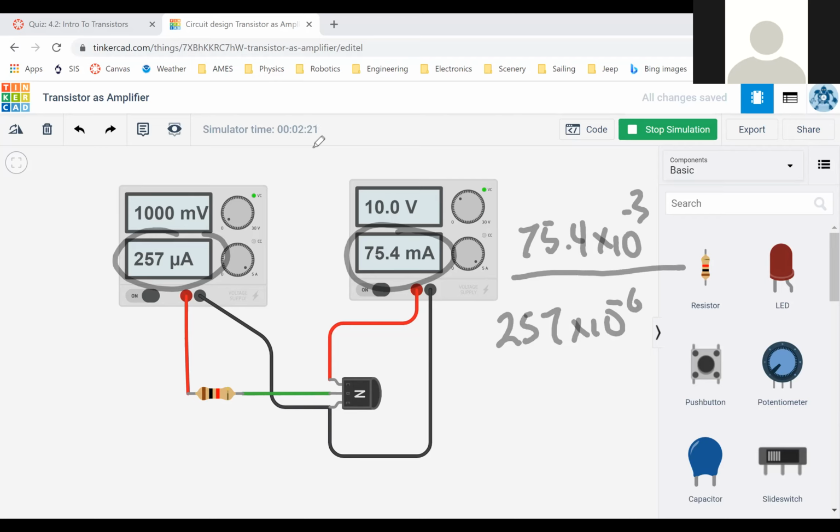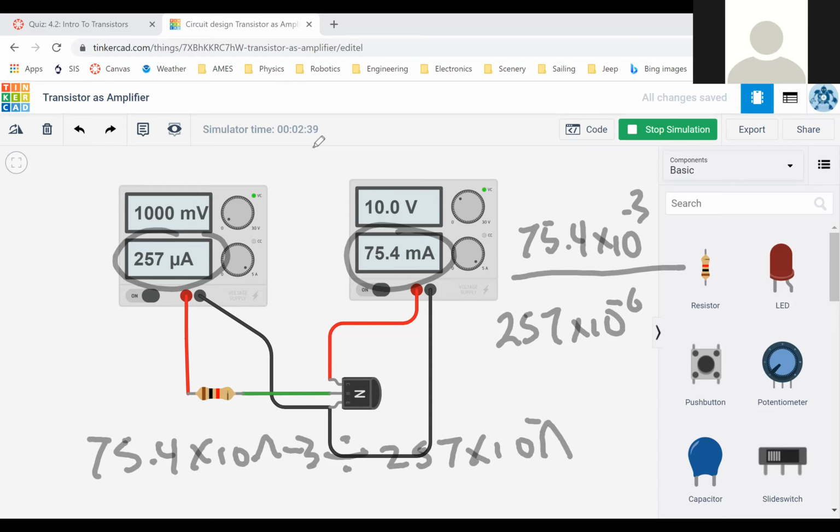Now, when you put this into your calculator, you have to be very careful, because if you type in 75.4 times 10 to the negative 3 divided by 257 times 10 to the negative 6, you will get the wrong answer.